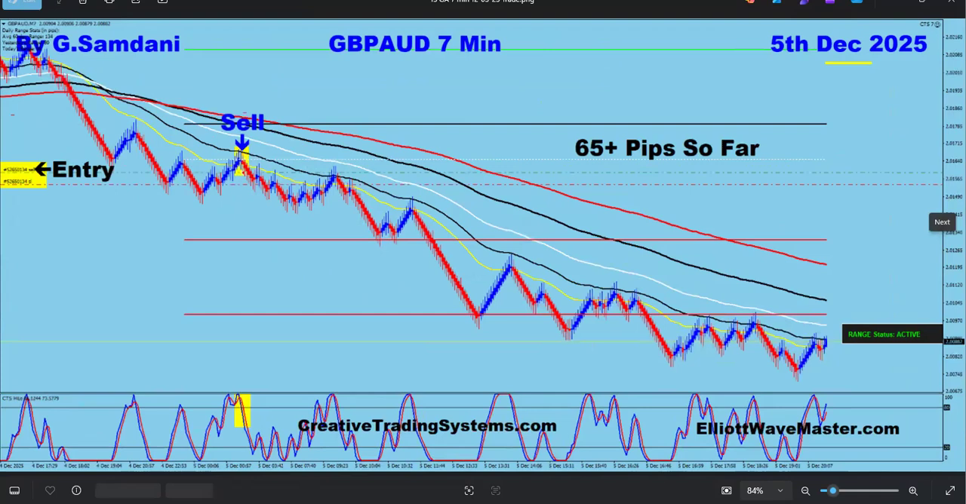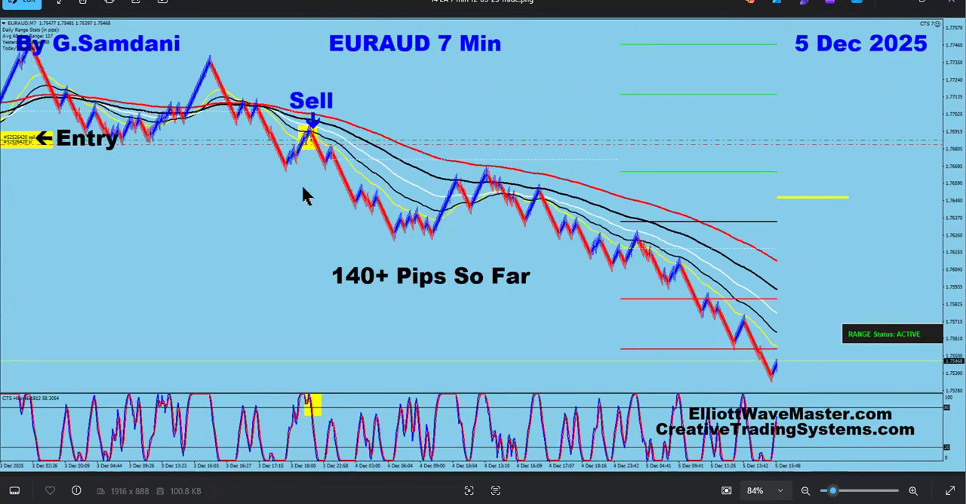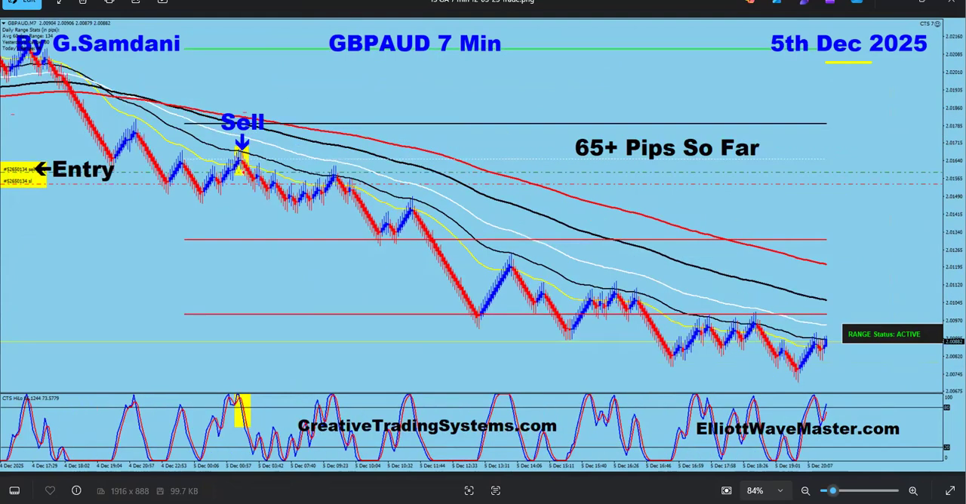And here on the fifth, pound Aussie as well, but the entry was exactly on the fifth. This Euro Aussie entry was on the third, so that's why it is a lot more than the pound Aussie. Pound Aussie entry was somewhere here the other day, right on the fifth.